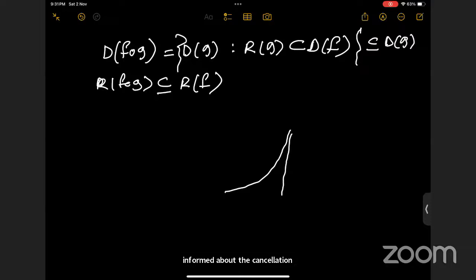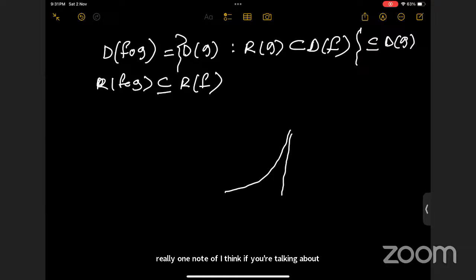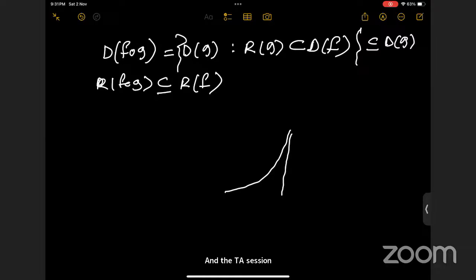The problem is we come with a certain schedule, and I think many people are doing a parallel course or parallel work, and we go with the schedule. I understand, but the TA session happening on the weekdays is really one out of, if you look at the assignment numbers, almost 5,000, and hardly 10 or 15 people come for the TA session, as you could see. Even today we could see hardly 18 people here, but the number of submissions is 5,000 plus.